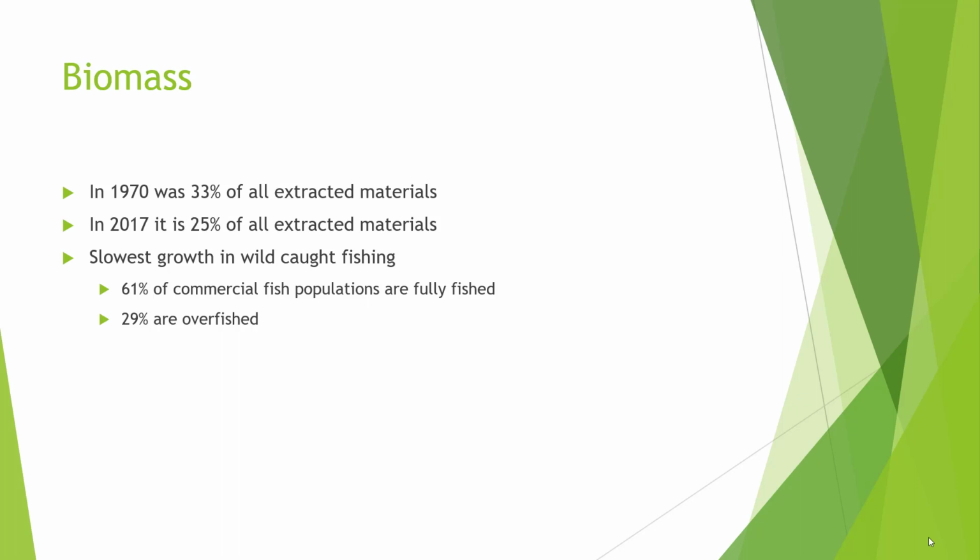And the slowest growth in wild caught fishing. So 61% of the commercial fishing populations are fully fished, and 29% are overfished. There are rules, there are maritime rules on the coasts and in lakes, when you can fish, how many you can fish, how big a fish has to be. But we're still overfishing, so we're still catching more fish than are being repopulated.